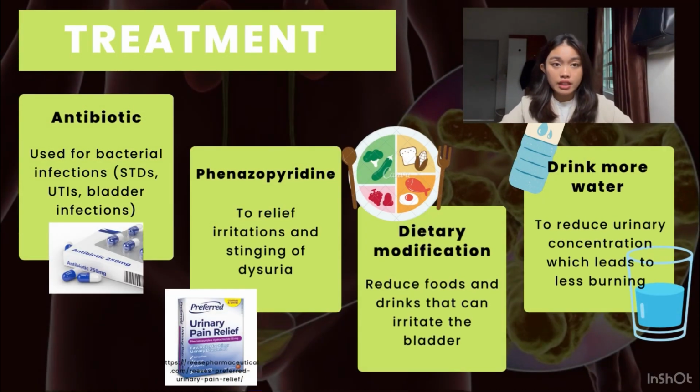This is Aprilline Erin, and I will be explaining about the treatment. So, the most common and cost-effective medications prescribed to patients are antibiotics. Antibiotics are usually used for patients who have bacterial infections such as STDs, UTIs, and bladder infections. Next is phenazopyridine. It is to relieve irritations and stinging of dysuria.